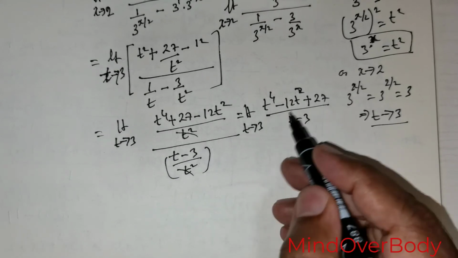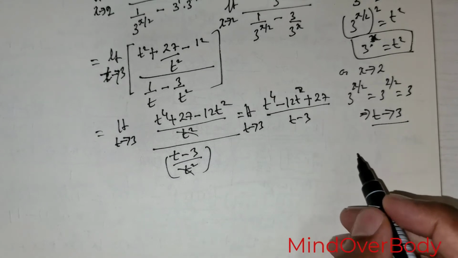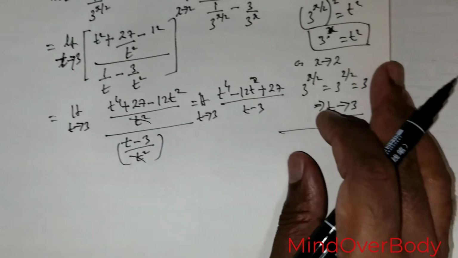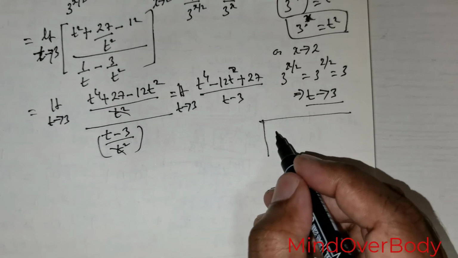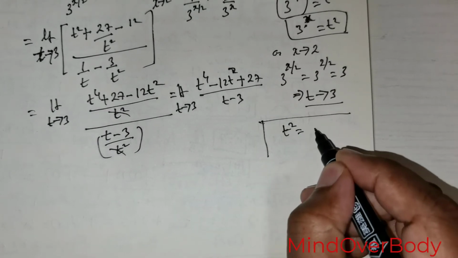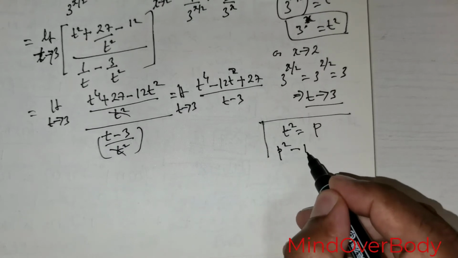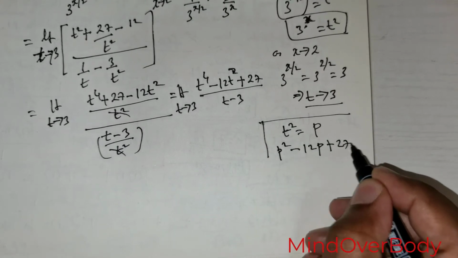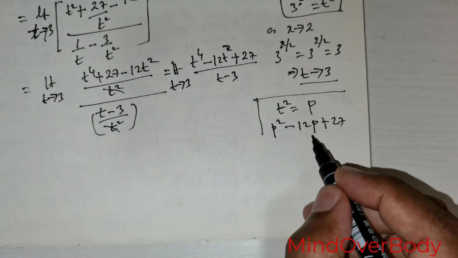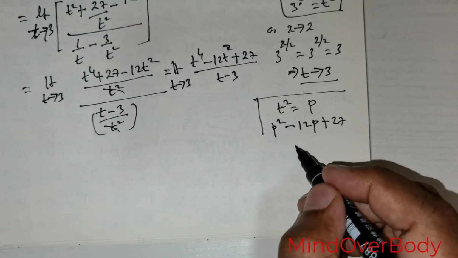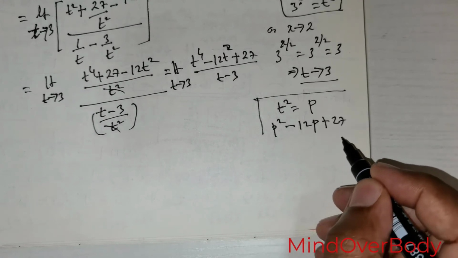Now this is actually a quadratic in disguise. Now why do I say a quadratic in disguise? If I were to rewrite this, I can simply say t squared is equal to some p, and then this is going to be p squared negative 12 times p positive 27. Okay, so if I were to factorize, I've got 12 here and I need to get a 27.